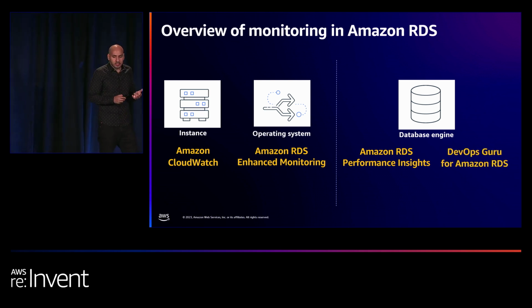For more proactive and automated performance diagnostics, we have Amazon DevOps Guru for RDS, which uses machine learning to analyze past metric behavior and allows you to get recommendations on how to remediate performance bottlenecks. So it allows you to be even more proactive when it comes to performance monitoring.